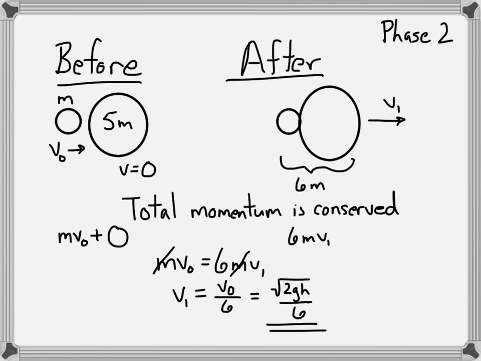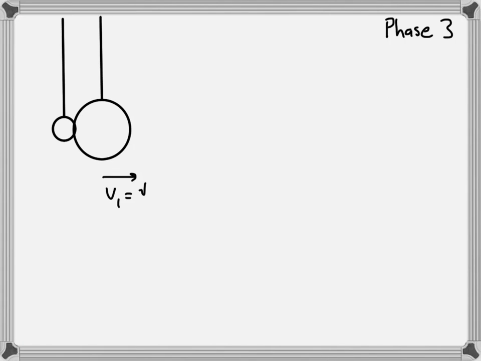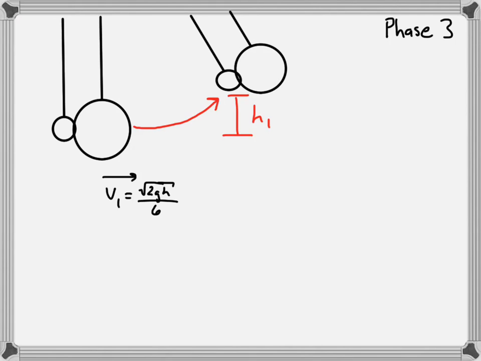Part B asks us what height this blob goes to after the collision. So that is phase 3. Phase 3 is this big blob moving at this velocity, which we just figured out, and it is going to swing up until it reaches a height h1.